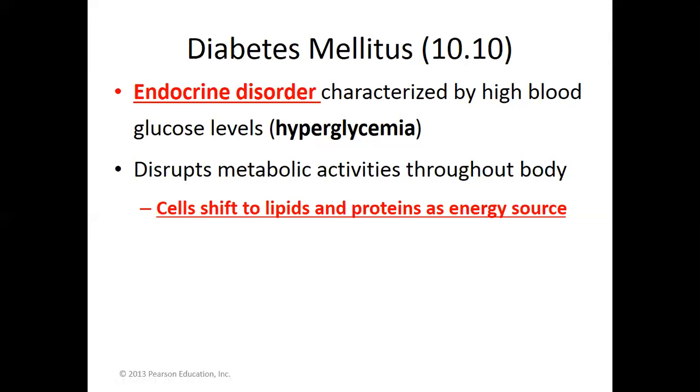But if insulin production is interrupted, basically an endocrine disorder like diabetes is characterized by hyperglycemia. And hyperglycemia is just really, really high blood glucose levels. And that basically disrupts metabolic activities throughout the whole body. Cells start to shift to using fats and proteins as an energy source because this hyperglycemia over time causes damage in the pancreas. And the pancreas can no longer, or there's some damage to the pancreas to begin with, where blood glucose stays really high, but insulin production doesn't follow, or the cells stop responding to that insulin production. The receptors stop responding.